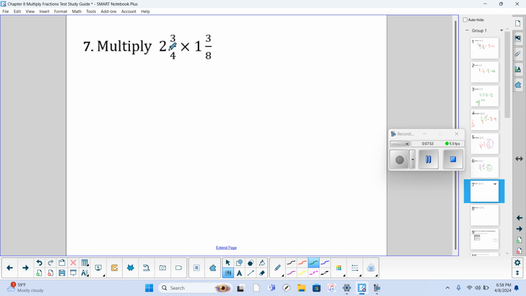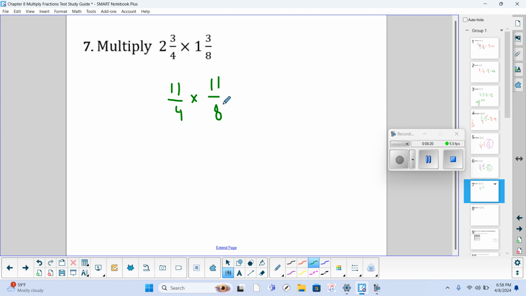For number 7, 2 3/4 times 1 3/8. All right, well, let's change these both to fractions greater than 1. 2 times 4 is 8, plus 3 is 11, so that's 11 over 4, times 1 times 8 is 8, plus 3 is 11, so 11 over 8.